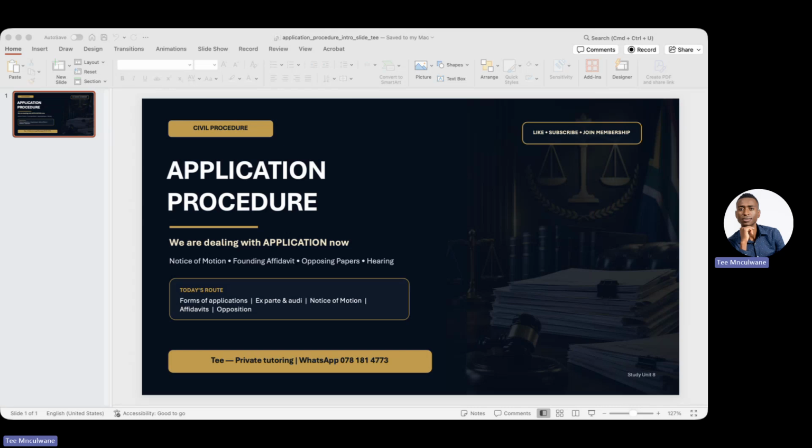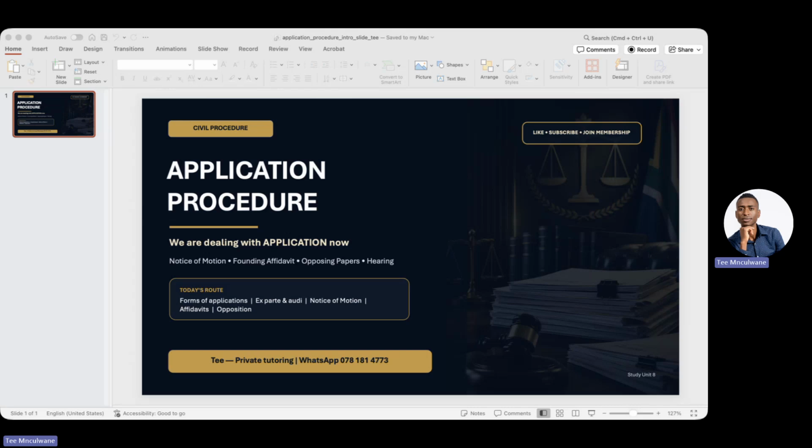12, the court grants or refuses the order. That is application procedure in simple and practical sequence, right? So now let's try to apply this.